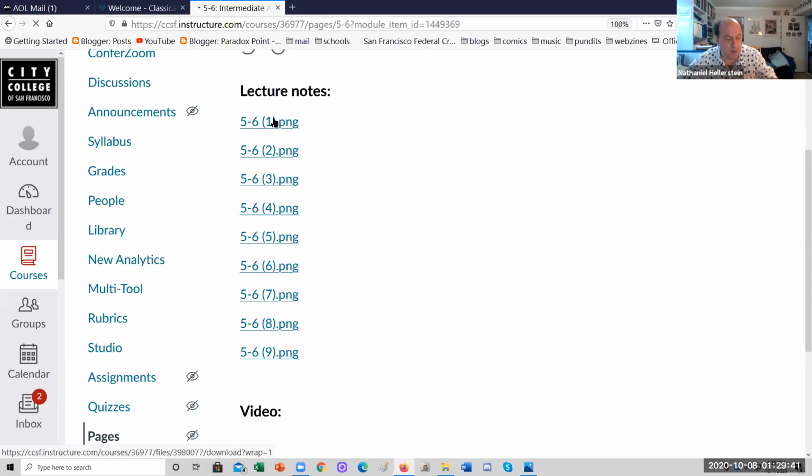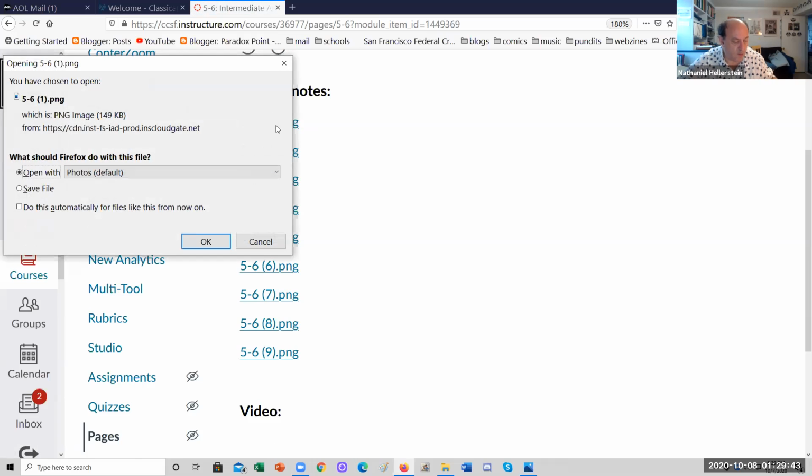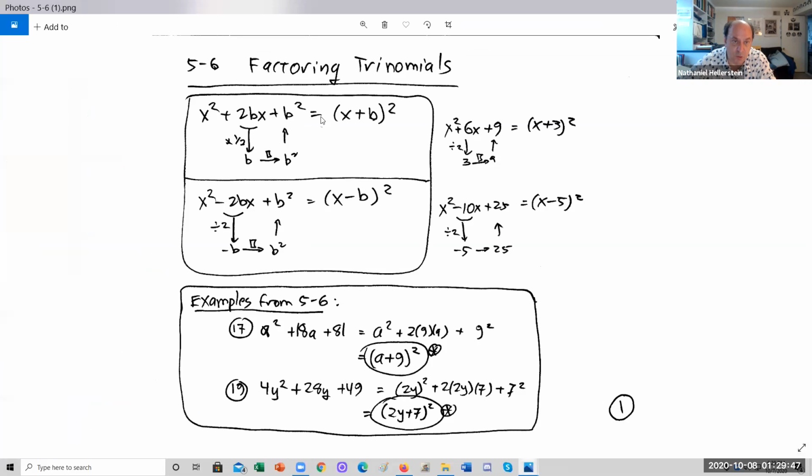5-6 is about factoring trinomials. A trinomial is 3 terms. So a squared plus 18a plus 81. Now, one way of factoring: these are called perfect square trinomials. These add up to a square of x plus b.